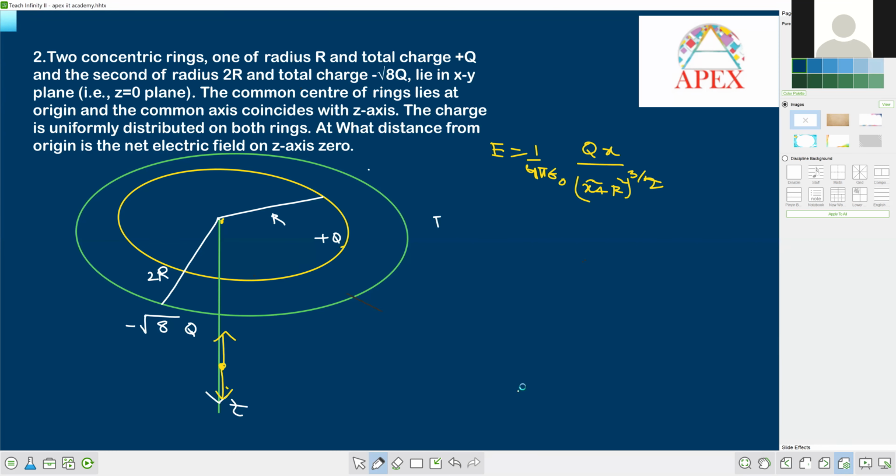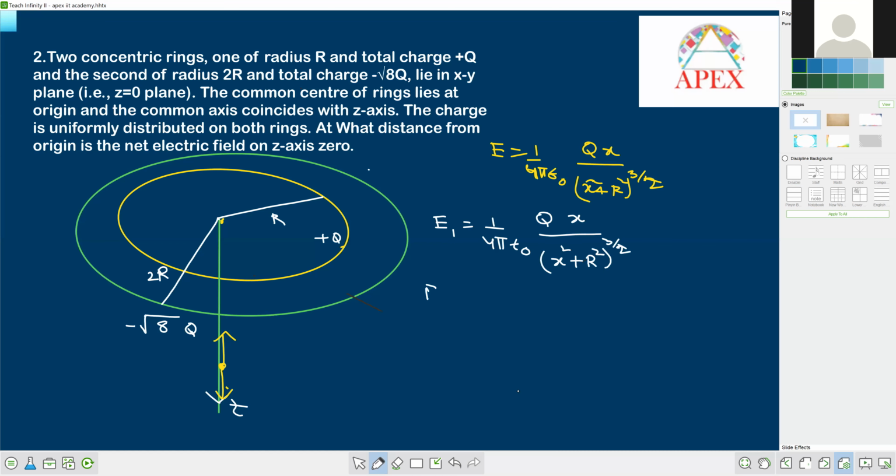For the first ring, I will consider. For the first ring, electric field intensity is 1 by 4 pi epsilon naught q. Of course, the charge in the first ring is q only. The distance x that you have to find out, and x square plus r square, because the radius of the first ring was also r only, so you can write r square whole power 3 by 2.